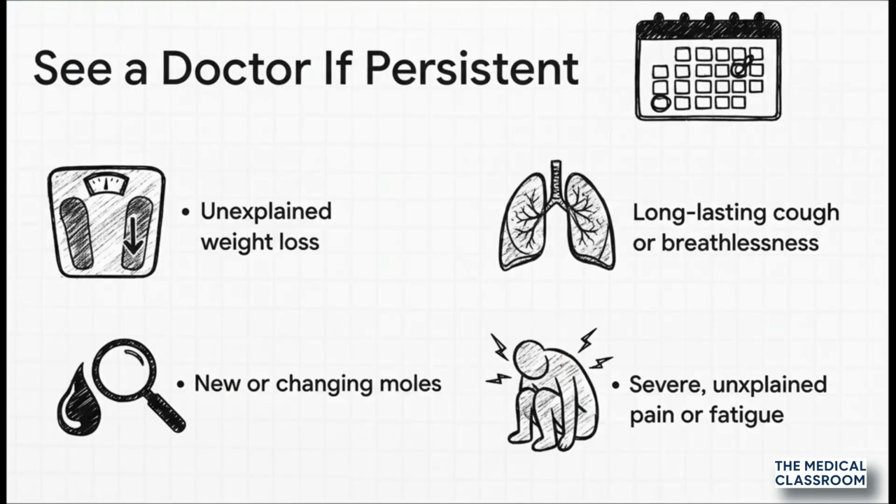Now, look, this list is not here to make you panic. It's here to help you be aware. The absolute key word for all of these is persistent. If you have something like significant weight loss you can't explain, or a cough that just won't quit, or you're just exhausted all the time and it's not getting better, if it sticks around for a few weeks, that's your body sending you a signal. It's time to get it checked out.